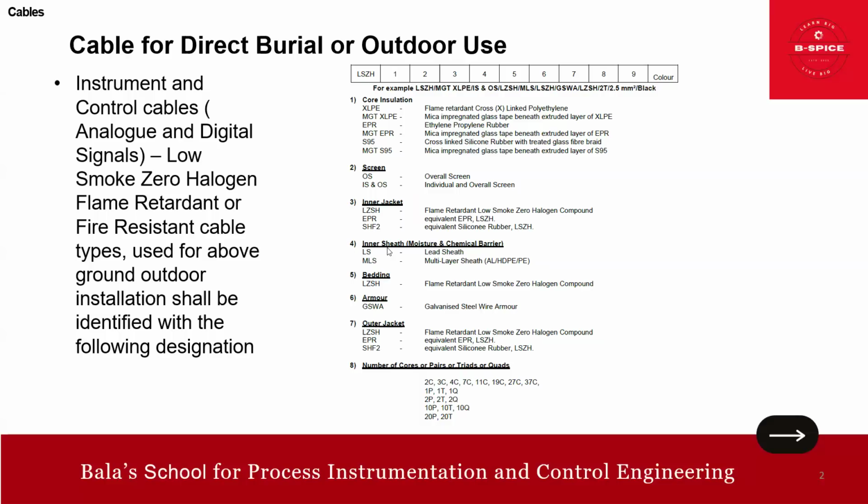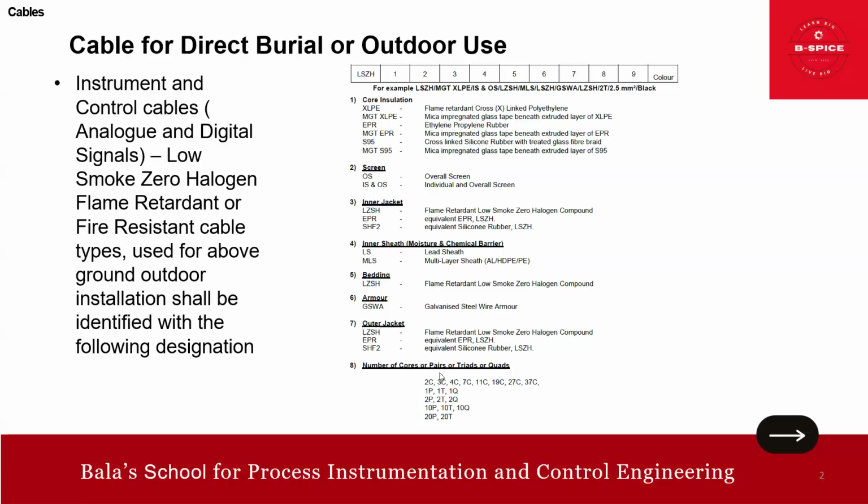Okay. Then you have the inner sheath, number 4. This is for the moisture and chemical barrier. So we have lead sheath and multi-layer sheath, LS and MLS. Then bedding, LZSH, again flame retardant, low smoke, zero halogen compound. Okay. Then armor, GSWA, that is galvanized steel wire armor. Then the outer jacket is also the same as the inner jacket. LZSH, that is the flame retardant, low smoke, zero halogen compound. Then EPR, ethylene propylene rubber. Then you have SHF2, the equivalent silicone rubber.